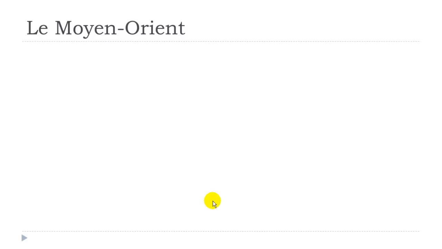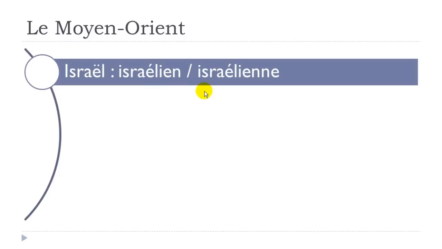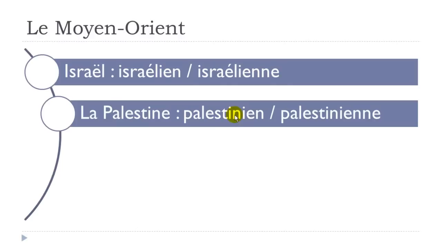Okay, and now we'll see the nationalities. Okay, so Israël, and then I will put the masculine form here and the feminine form here. Israélien, so masculine form and then feminine form. Israélienne, okay? Yen, okay? And then, Palestinien, feminine form, Palestinienne.